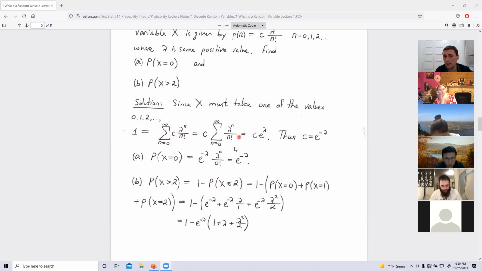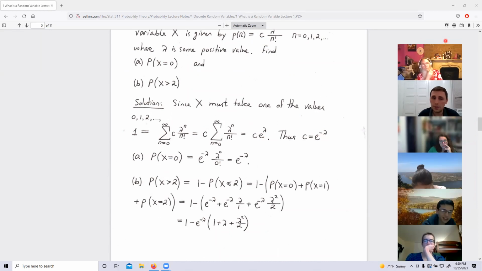I can factor out the C, and what is the summation? The summation is e to the lambda. So that means that C has to be e to the minus lambda. You all understand, yes? You see how I figured out that C has to be equal to, sorry, e to the minus lambda, not to 1.